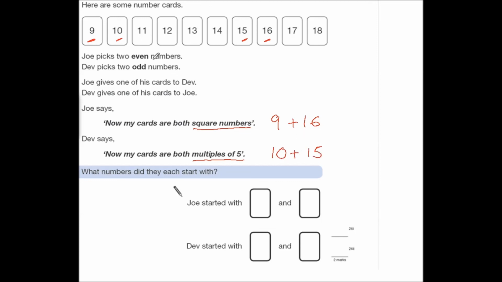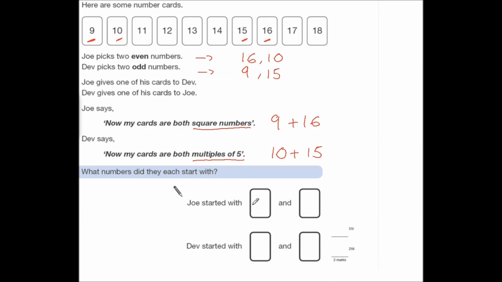It says originally Joe picked 2 even numbers and Dev picked 2 odd numbers, and they gave one of the cards to each other. So if Joe picked 2 even numbers, he must have picked 16 to start with, because that's the only even one that he has there. And he must have given 10 to Dev, because that's the other even one. So he picked both the even ones. And Dev, that means he must have picked 9 and 15 to start with, because he picked both of the odd ones, and they've exchanged one of their cards each with each other.